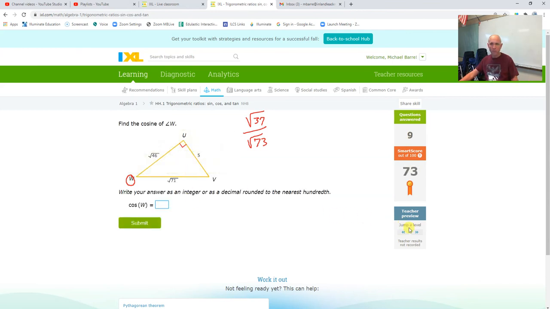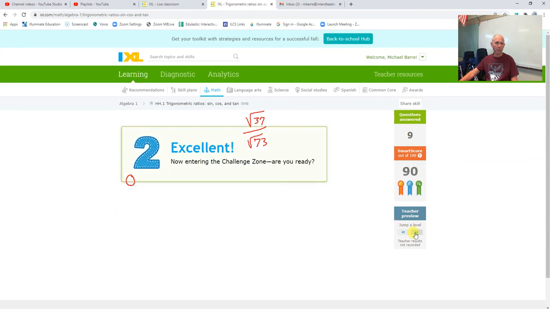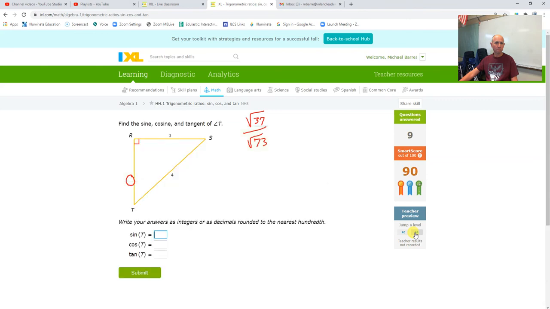Okay, nothing crazy here. Let's jump a level. Yeah, we're back to the Pythagorean theorem with square roots. I've already done something like this. Let's jump a level. Okay, now it's just having me do all three. Okay, nothing crazy there. I'll do this one just for fun. Sine of t. Sine of t is opposite over hypotenuse.